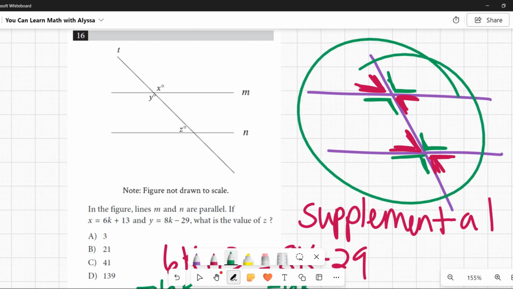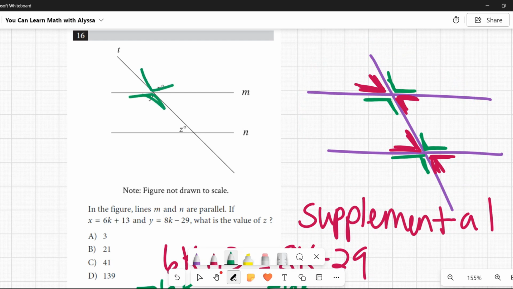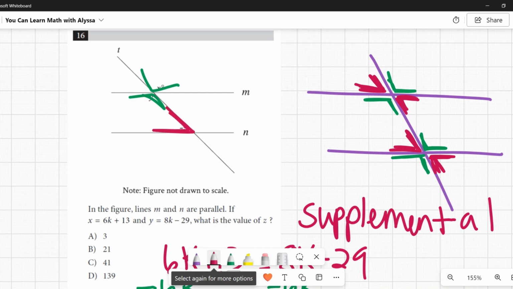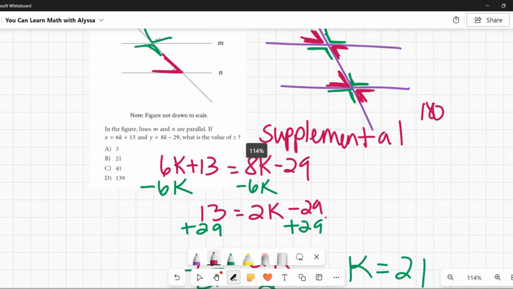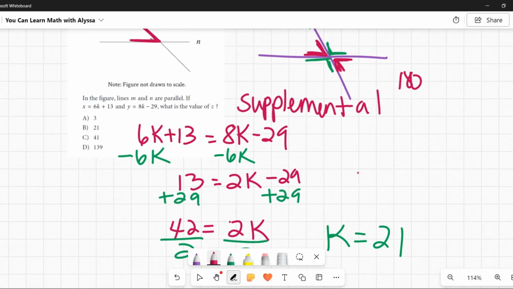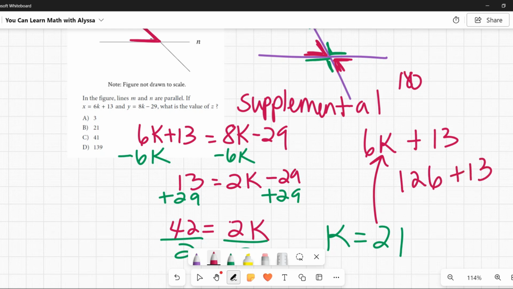If we're looking at our little reference, that is not a green like X and Y are. It is a red, so it is supplemental to X and Y. If I add one of those greens to this red Z, I will get 180 degrees. Well, what are the values of X and Y? Are they 21? Nope, they are not 21. They are either 6k plus 13 or 8k minus 29. Both will get me to the right answer. I'm going to go with 6k plus 13. So I plug 21 in here for k. 21 times 6 is 126. Then I add 13 to that, and that gives me 139.